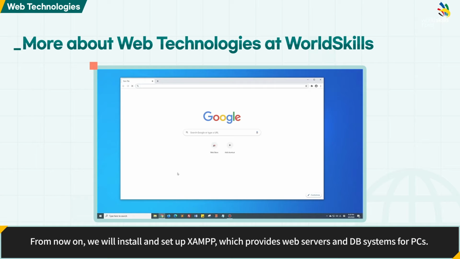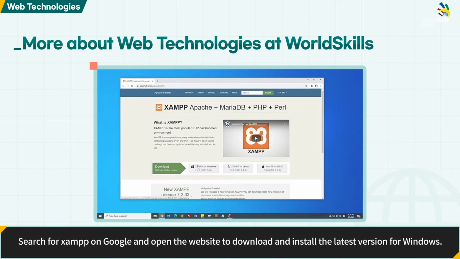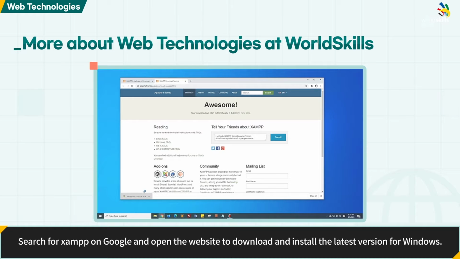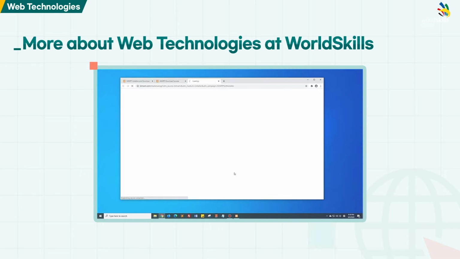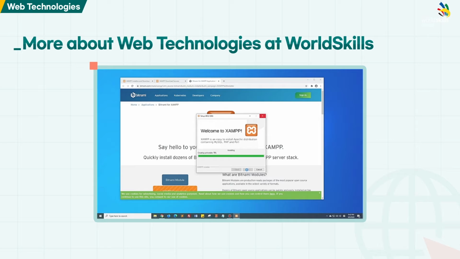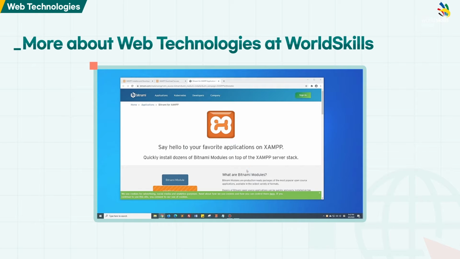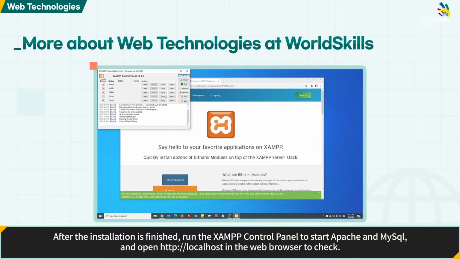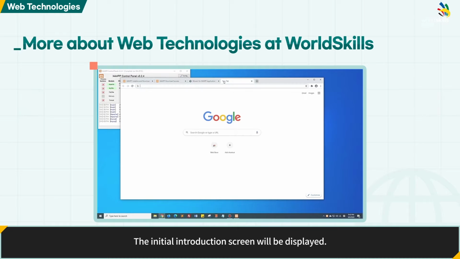From now on, we will install and set up XAMPP, which provides web servers and DB systems for PCs. Search for XAMPP on Google and open the website to download and install the latest version for Windows. After the installation is finished, run the XAMPP control panel to start Apache and MySQL, and open HTTP localhost in the web browser to check. The initial introduction screen will be displayed.